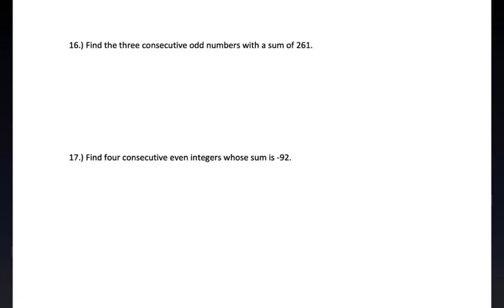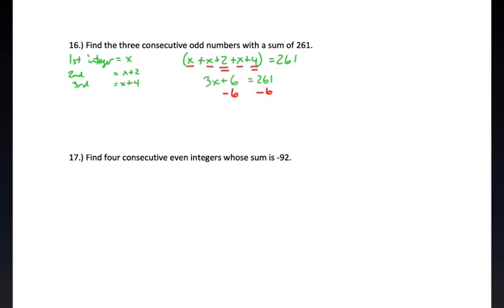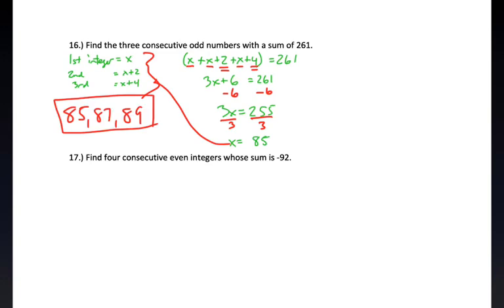All right, consecutive odd integers. If the first integer is x, the next odd integer is how many more than? 2 more than. So the second one is x plus 2, the next one is x plus 4. When I add all those together, x plus x plus 2 plus x plus 4 equals 261. Combine the like terms there. 3x plus 6 equals 261. Subtract 6 from both sides. 3x equals 255. Divide by 3. x is 85. But the question asks for the 3 numbers. That's going to be 85, 87, and 89 are the 3 numbers.